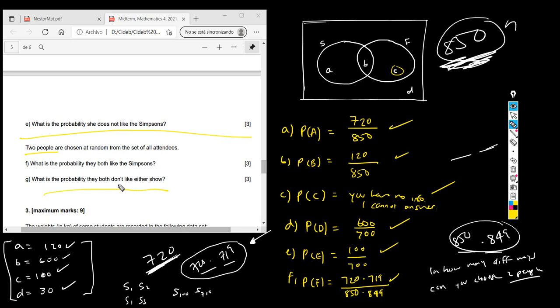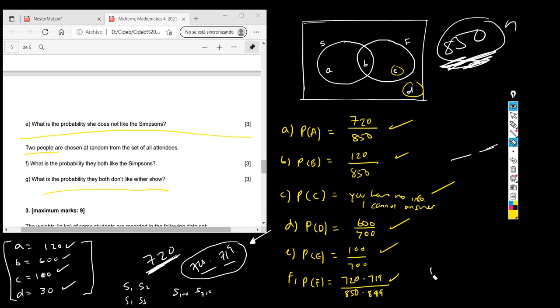And what is the probability they both don't like either show? Well, that's this set, right? This is the people that do not like either show. How many people do we have? 30. So you do the same thing.